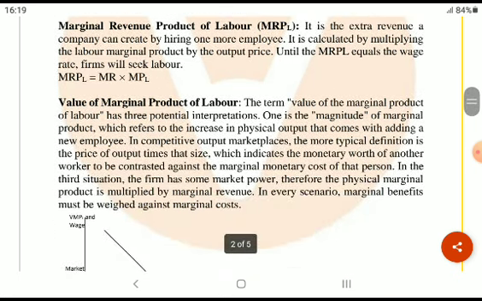Next is marginal revenue product of labor, MRPL. It is the extra revenue a company can create by hiring one more employee. It is calculated by multiplying the labor's marginal product by the output price. Until the MRPL equals the wage rate, firms will seek labor. MRPL is equal to MR into MPL.